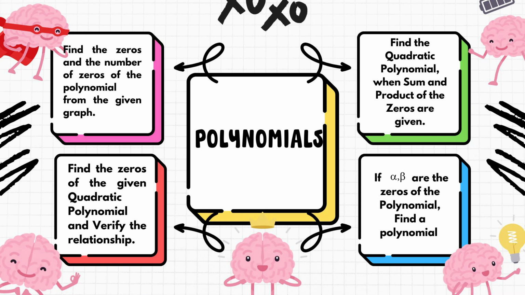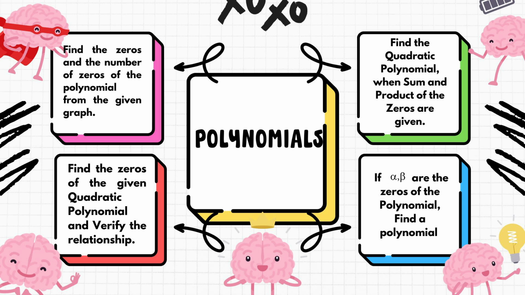Now we come to polynomials. Here we can expect 1 markers, 2 markers, 3 markers, and case study also. Finding zeros and verifying the relation between zeros and coefficients is very, very important. Learn the polynomials involving roots. Questions are important. Revise forming a quadratic polynomial when the roots are given.